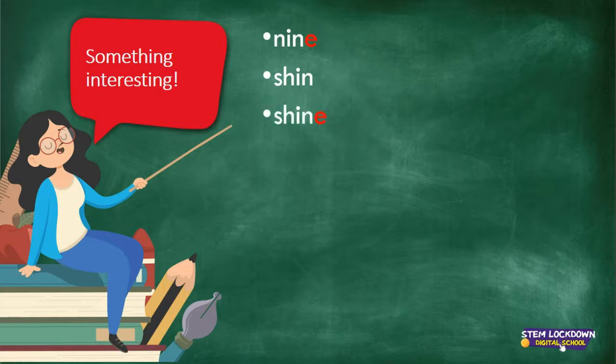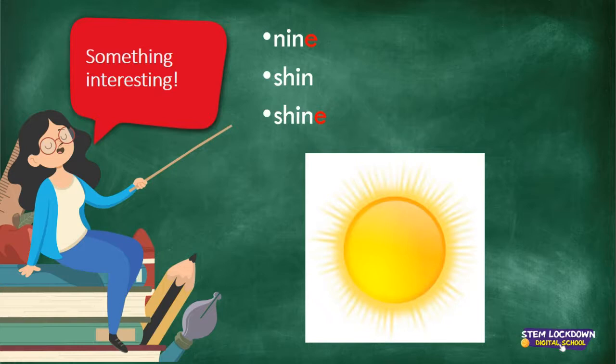Remember, the E turns into I. So let's have a look and read what that says. Sh-ine, shine. Yes, the beautiful sun is shining. Shine. Good. So don't forget that when there's an E in a word and the word ends in an E, the E turns into I. Okay, so that's something interesting for you today.